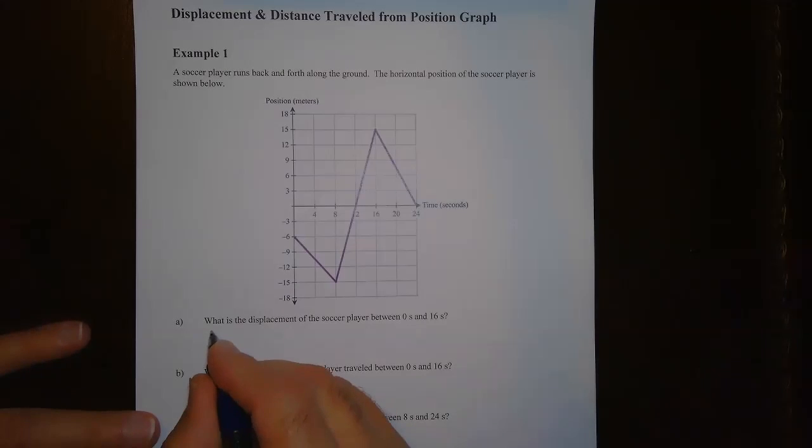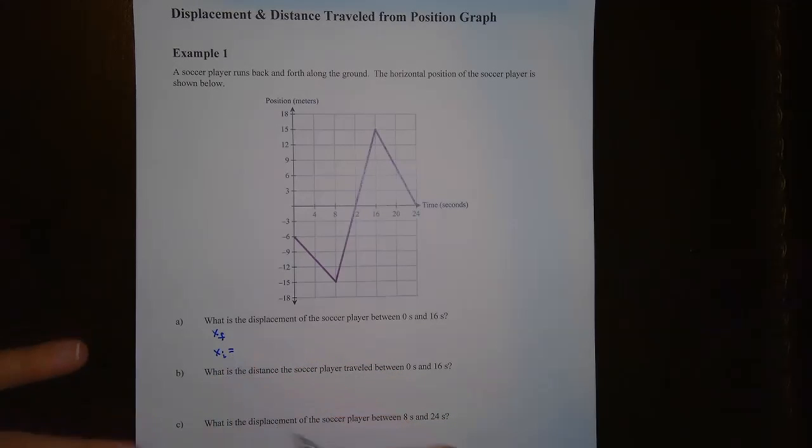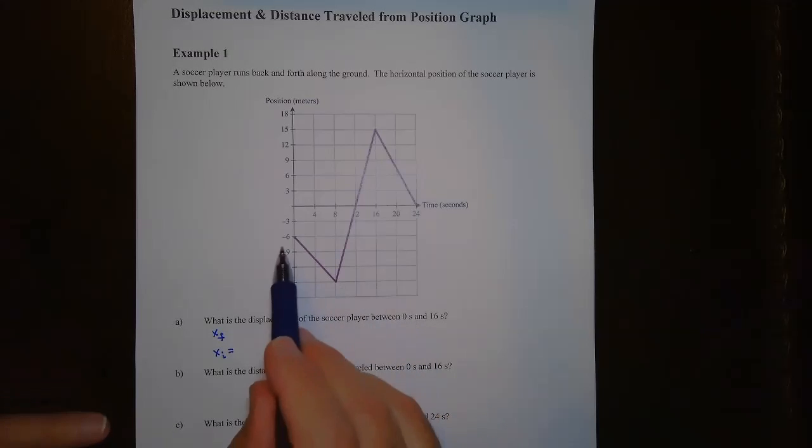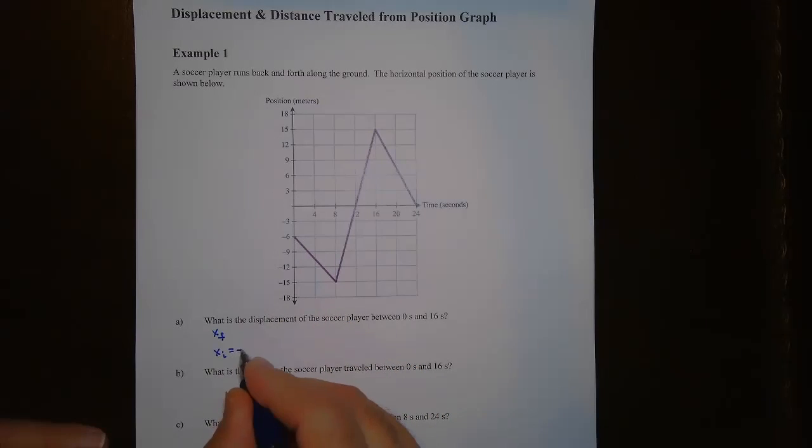So our x of f, our final, and our initial, okay, let's start. I wish I would have written x of i first. Our initial is at t equals 0, and that's where we start the soccer player, okay? He's initially at -6. So x of i is equal to -6, and we say these are in meters, so -6 meters.